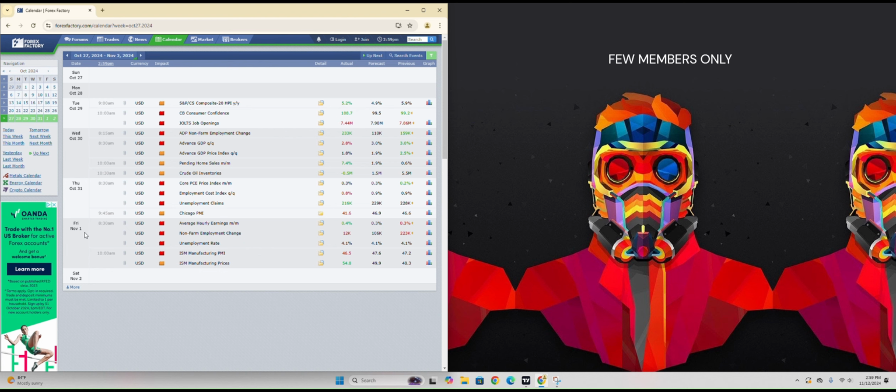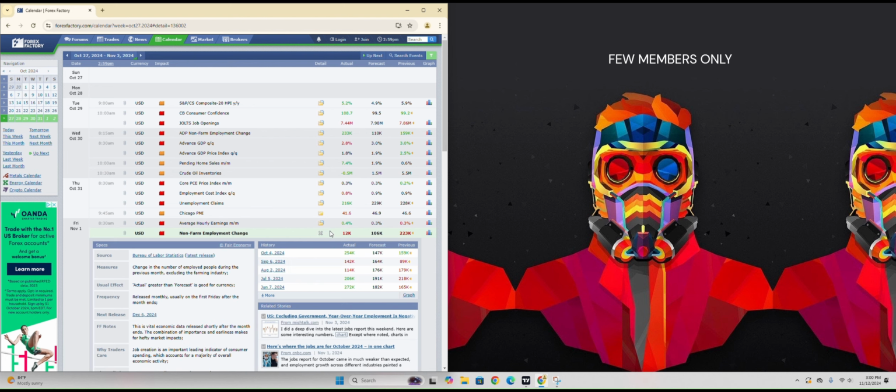So for example, non-farm employment change. This comes out the first Friday of every month. This is a huge report that will no doubt shift equities and you will be able to profit from that, no problem. So again, we jump into these little folders here and see how they affect the market or currencies and whatnot.